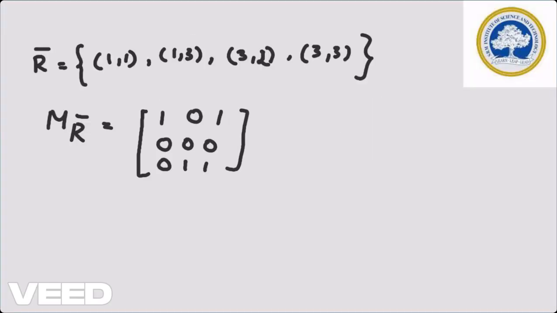Lastly, we'll find out the matrix representation of the complement. R complement is nothing but the set of ordered pairs which are not present in the relation R: (1,1), (1,3), (3,2), and (3,3). Then we will convert the relation R complement into matrix form. So we get MR complement equal to 1, 0, 1, 0, 0, 0, 0, 1, 1.